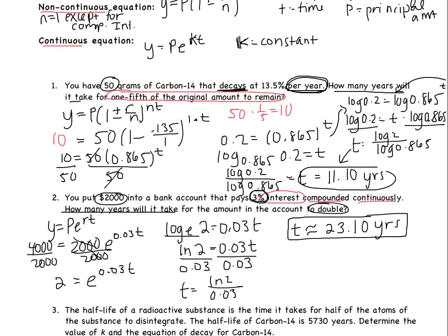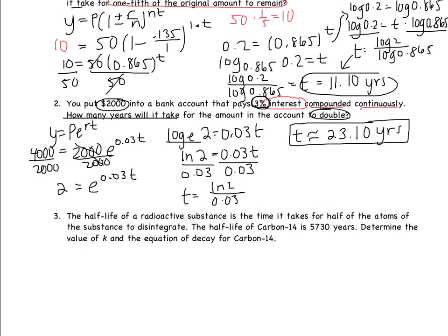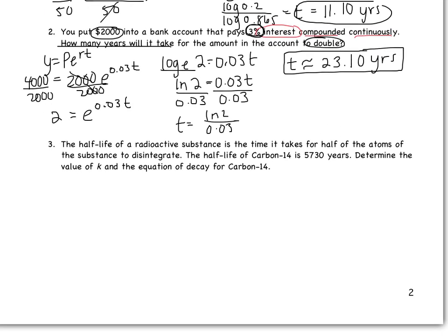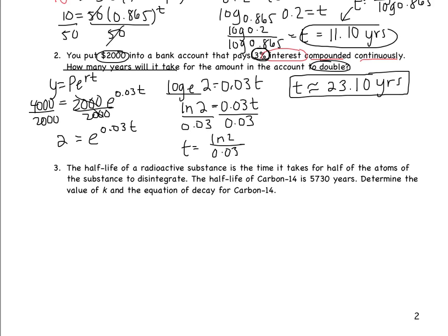Okay, let's try another one. It says the half-life of a radioactive substance is the time that it takes for half of the atoms in the substance to disintegrate. The half-life of carbon-14 is 5,730. Determine the value of K and the equation of decay for carbon-14.